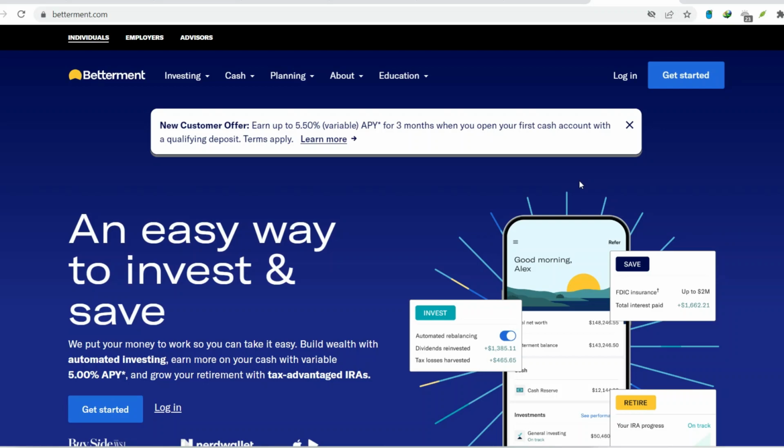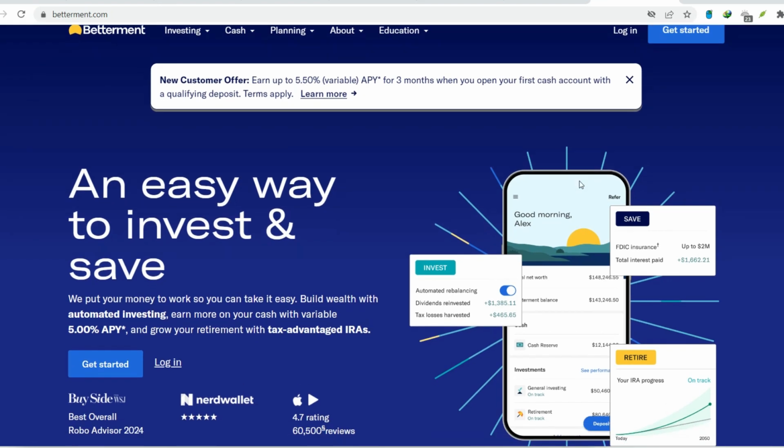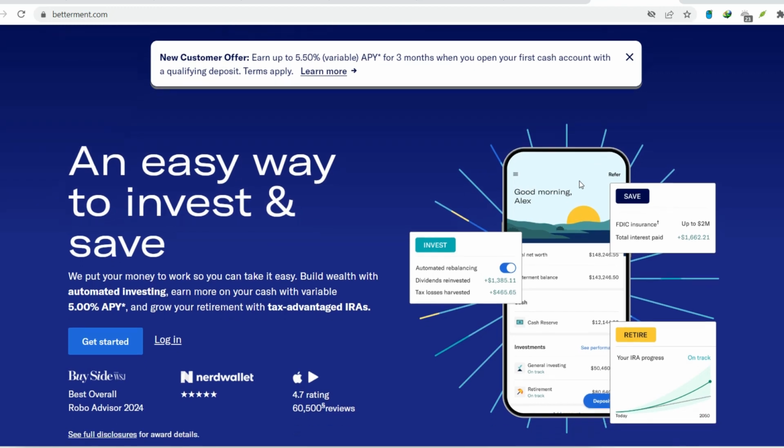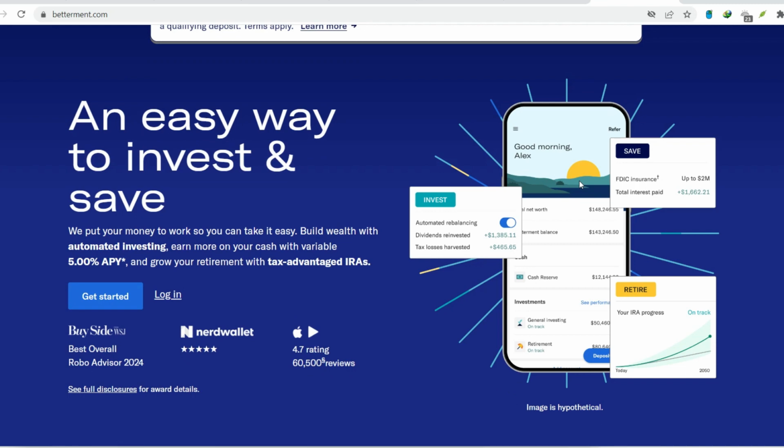Ever feel like retirement savings plans come with a side of alphabet soup? IRAs, 401(k)s, SEPs, it's enough to make your head spin. But what if there was a way to save for your golden years and potentially watch your money grow tax-free? That's where the Roth IRA comes in, and you might be wondering, does Betterment offer this magic bullet for retirement savings?